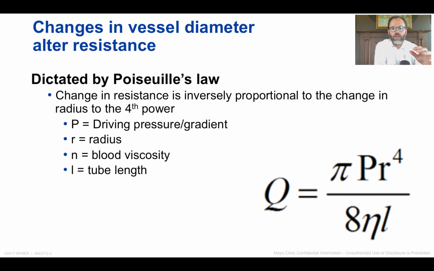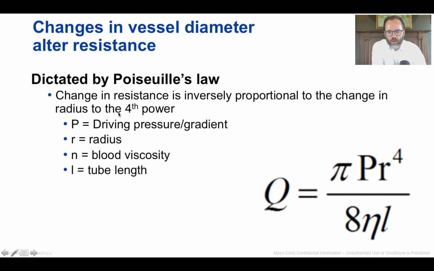When we're looking at changes in vessel diameter and how they alter resistance in the cardiovascular system, that's dictated by Poiseuille's law. Essentially, what this states is that resistance is inversely proportional to the radius to the fourth power. So a relatively small reduction in vessel radius can result in a relatively large increase in vascular resistance and subsequently a significant reduction in vascular blood flow to that region.